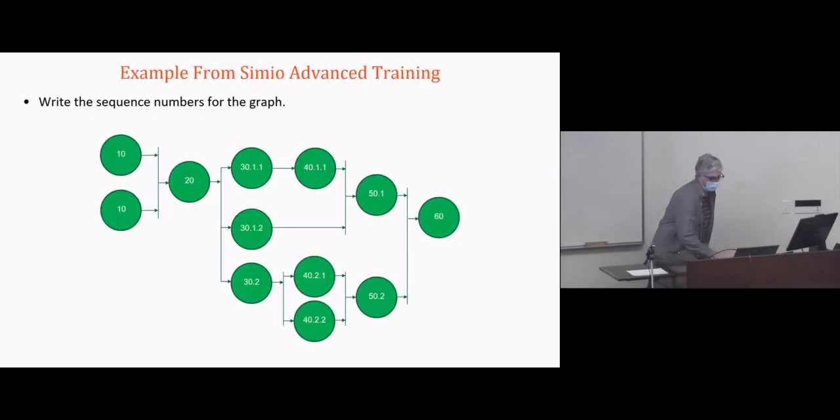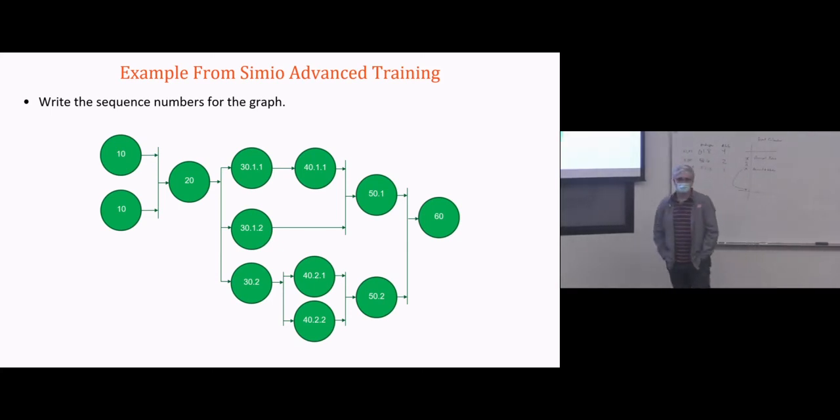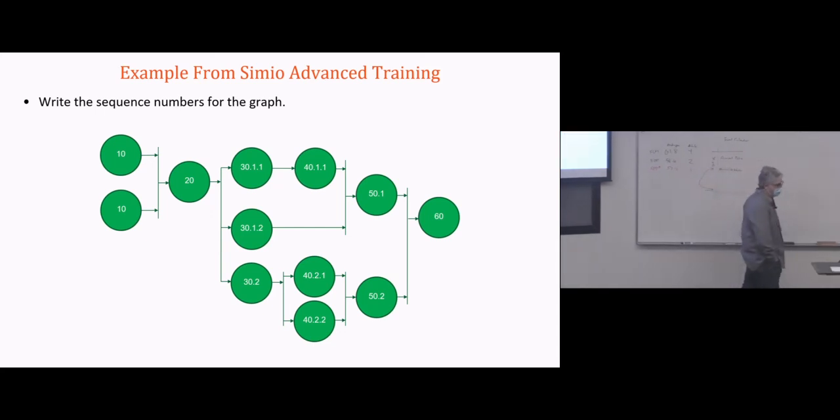I think I brought one here. Yeah, so here's one from the Semio Advanced Training. In the advanced training, this is a workshop where you say, okay, here's the situation. I think we basically gave them a graph view and said, now create the sequence numbers from that. I couldn't do it, but here it is. So you can see the root numbers 10, 10, 20, 30 and the suffix 1, suffix 2, and so on.